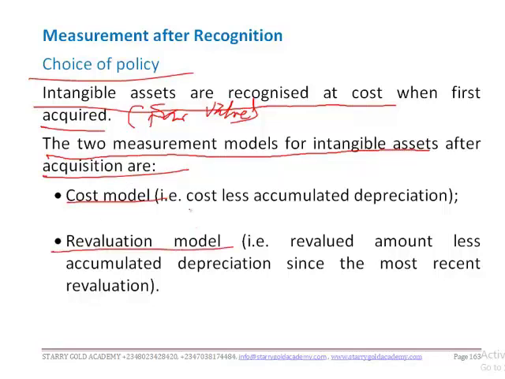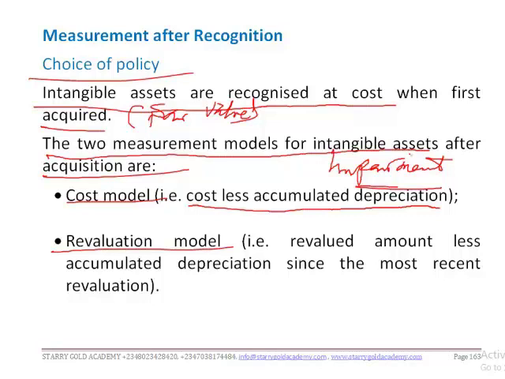Now using the cost model, you have your cost less accumulated depreciation. Mind you, for intangible assets you don't have depreciation, but you have impairment. Are we together? So you might be told by the examiner that the asset has been depreciated by so amount. Now that depreciation, you take it as an impairment.